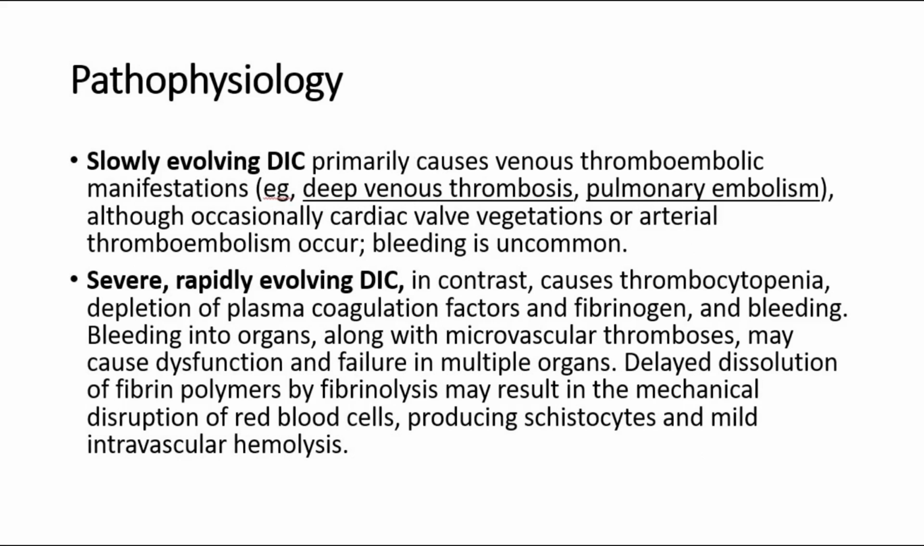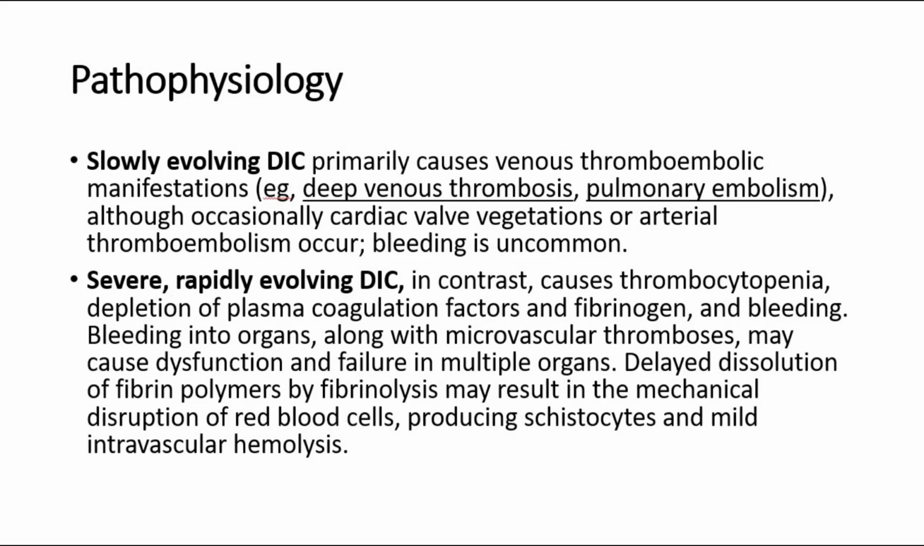For the pathophysiology, slowly evolving DIVC primarily causes venous thromboembolic manifestations, like deep venous thrombosis and pulmonary embolism, although occasionally cardiac valve vegetations or arterial thromboembolism occur, and bleeding is uncommon. Severe, rapidly evolving DIVC, in contrast, causes thrombocytopenia, depletion of plasma coagulation factors and fibrinogen, and bleeding. Bleeding into organs, along with microvascular thromboses, may cause dysfunction and failure in multiple organs.